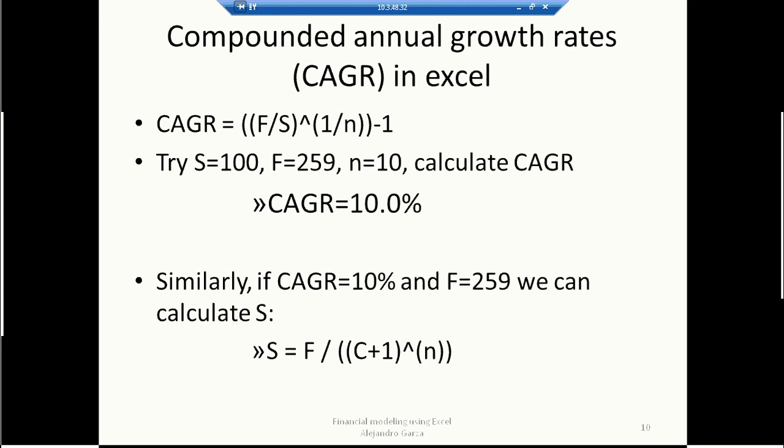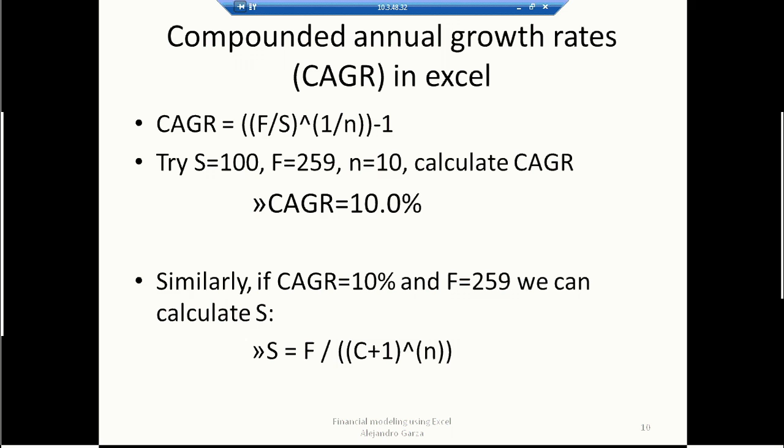So the way you do that is the compounded annual growth rate now will be a function of the ending or final value divided by the starting value, but elevated at the power of 1 divided by the number of periods. So the inverse of the periods that you're compounding the same rate over time, minus 1. So, for instance, if your starting point is 100 and your final point is 259, and you want to calculate this through, let's say, 10 years, you can calculate the compound annual growth rate implied in those numbers.